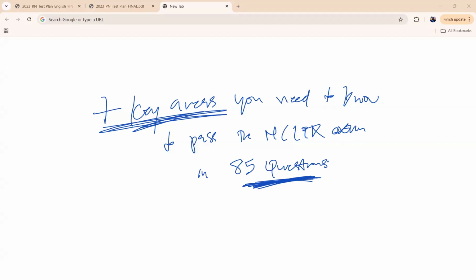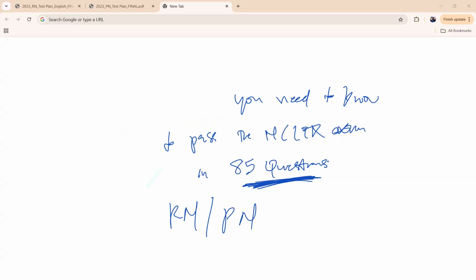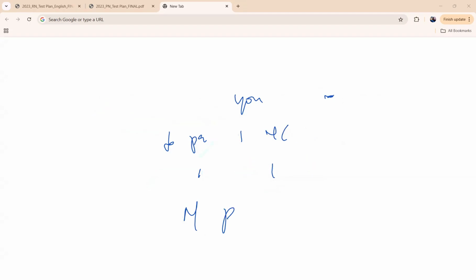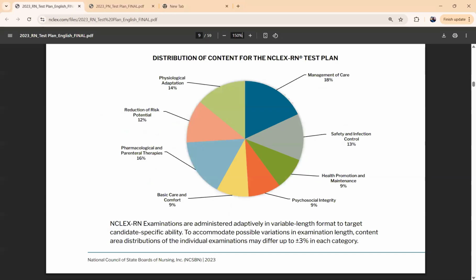Right. So I'm going to walk you through the NCLEX test plan, the NCLEX test plan for RN and as well the NCLEX test plan for PN. So let's do that real quick. So first document, this is for the RN. So you can see this, right? Distribution of content for the NCLEX-RN test plan. So you can see that distribution of content.